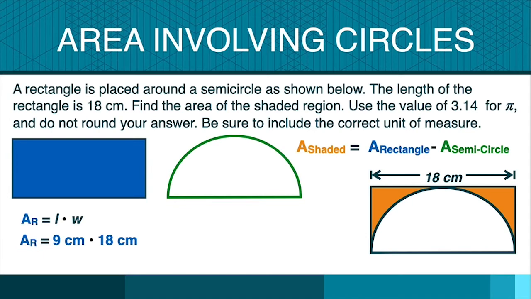Substitute 18 for the length and 9 for the width, and multiply the length by the width. So 9 times 18 is 162 square centimeters.